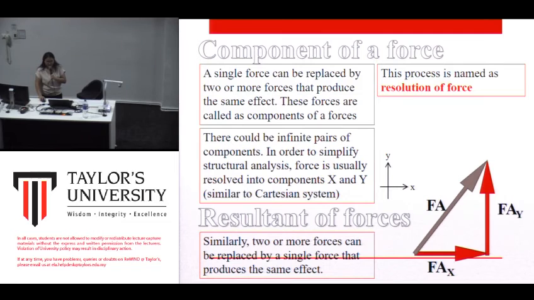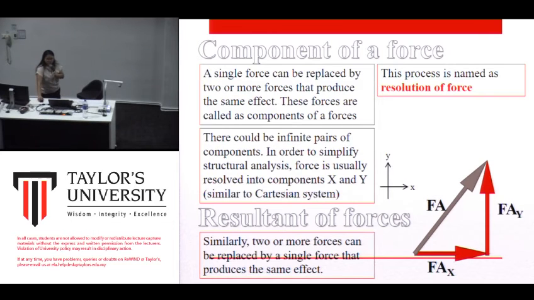There could be infinite pairs of components, just like earlier on, I said it can be 170, 270, and so on and so forth. However, in order to simplify structural analysis, forces are usually resolved into components X and Y. Only X and Y, nothing else. So far, so good? Okay?